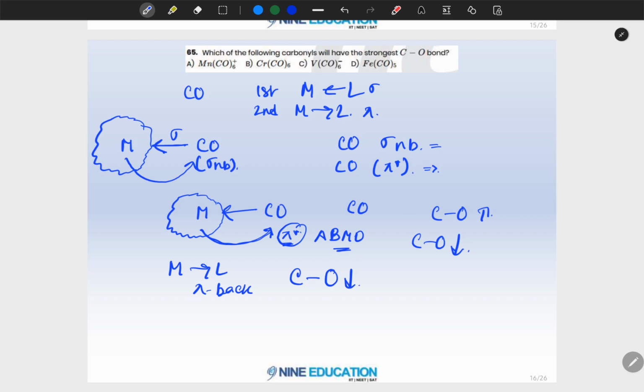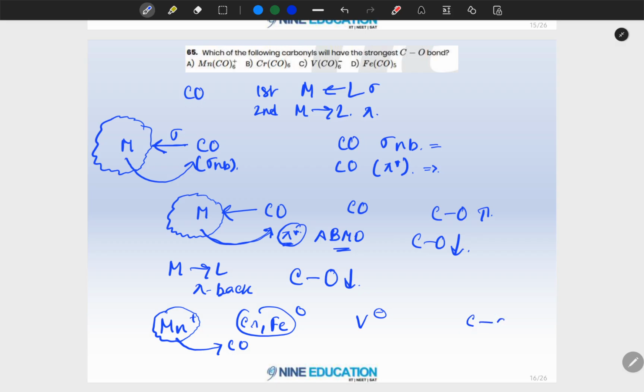Among the following options, manganese is present in +1 oxidation state, chromium and iron are present in 0 oxidation state, and vanadium is present in -1 oxidation state. So clearly in manganese, the electron density is the least. So manganese has very little tendency to donate the electron cloud back to carbonyl.